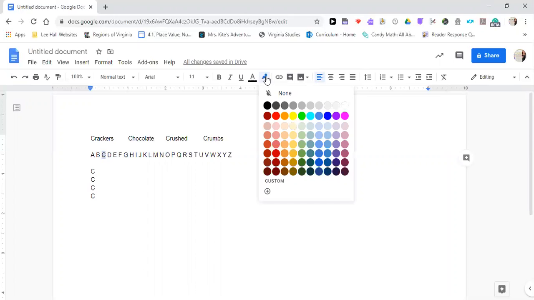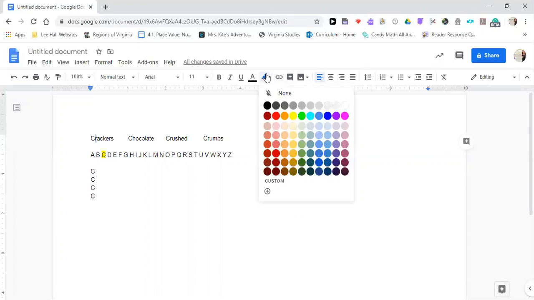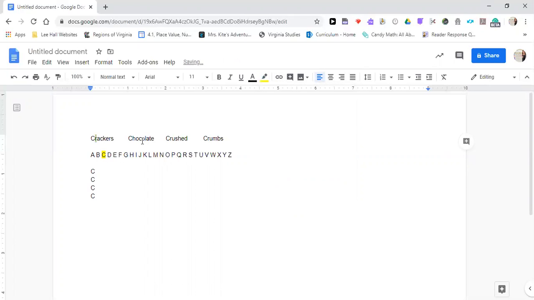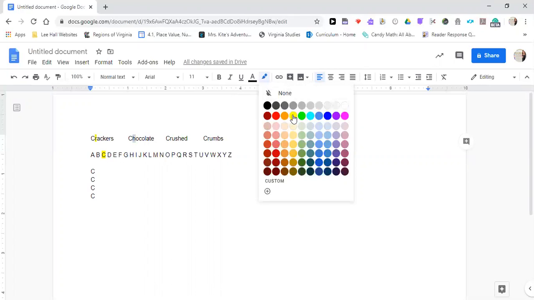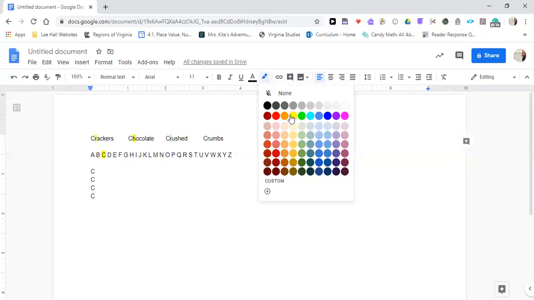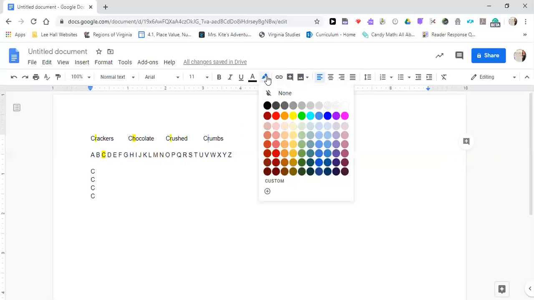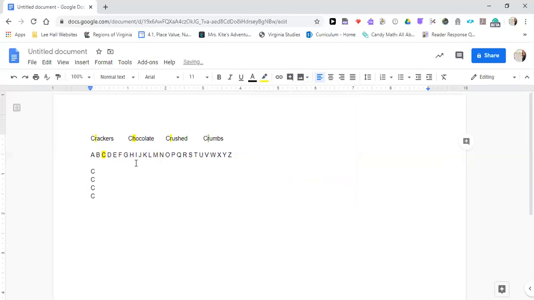What I would do if I'm doing this on paper is underline it, but I'm going to highlight it. So I'm highlighting these so I can look at the second letter. All right, and there's my R's and my R's. And I know I accidentally highlighted that C, but that's the word we're starting with.